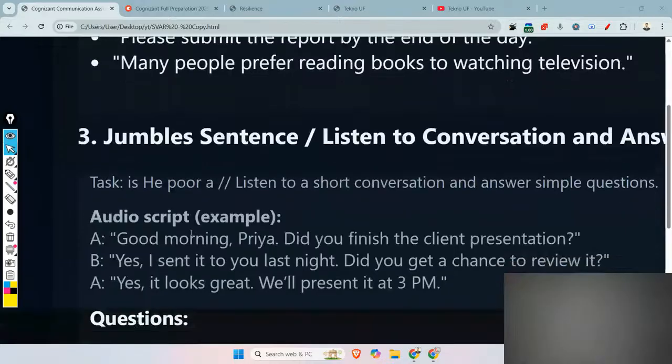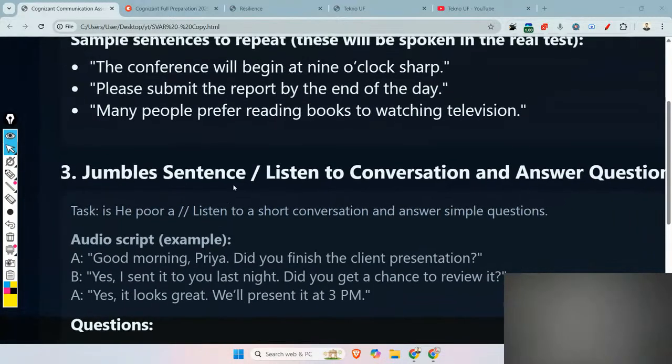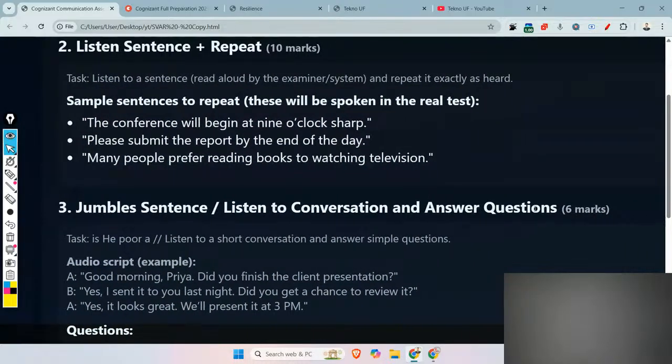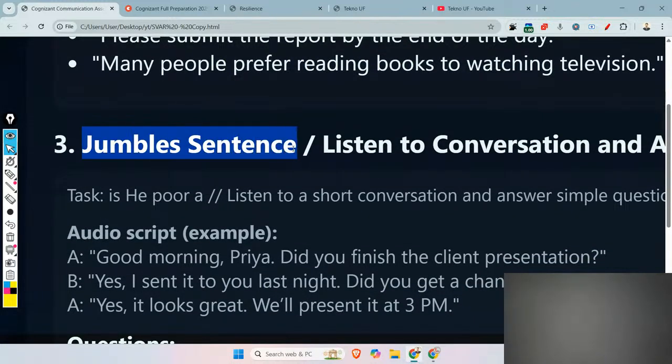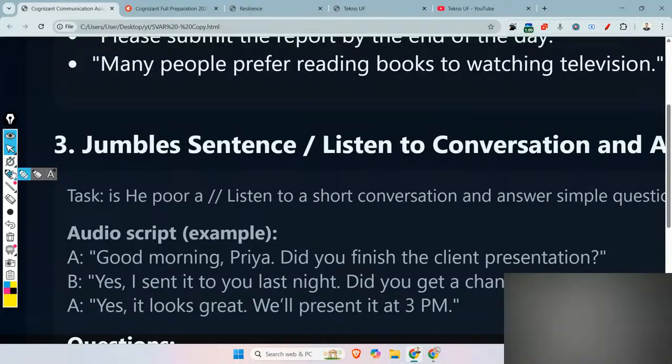The next section is called jumbled sentence. Earlier, it was listen to the conversation and answer the questions. This was the section available last year. The number of questions was the same, 6 marks, and the updated thing is the jumbled sentence. This is the updated pattern. For listening to the conversation, let's say two people were talking about office culture, and you had to remember what they were talking about and note down the important keywords. After the audio ends, they ask a few questions, and you have to answer back.